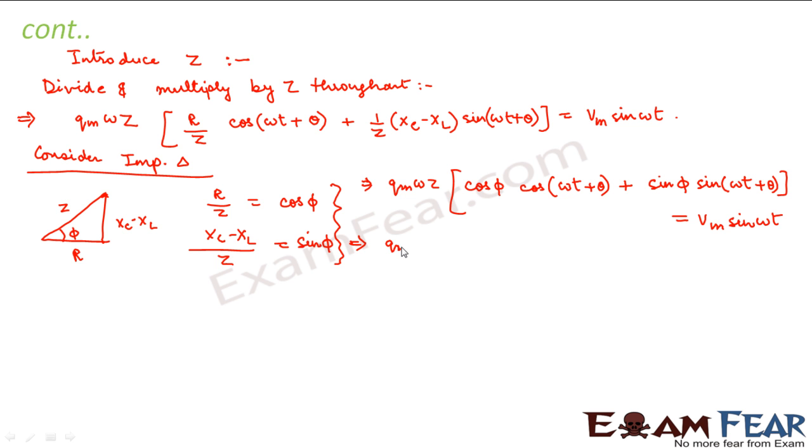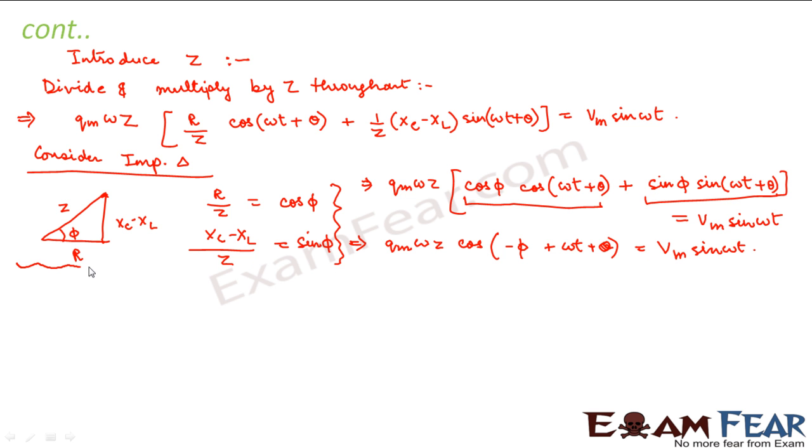This can be written as Qm into omega Z cos of minus phi plus omega t plus theta is equal to Vm sine omega t. How did I write this? That's because cos A cos B plus sine A sine B is equal to cos of A minus B. So I applied the same formula here.